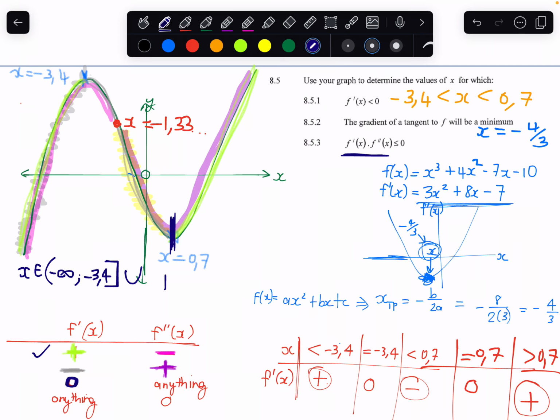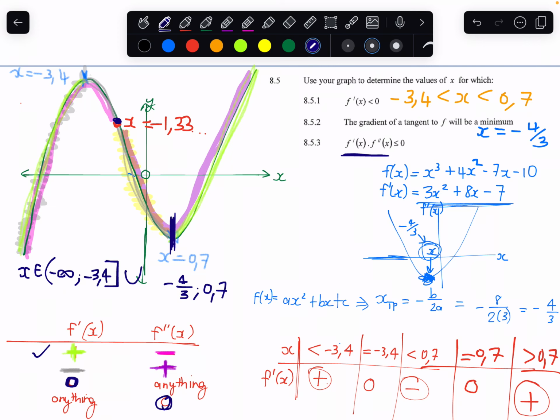So we're going to union that with starting at negative 1.33 recurring, or more accurately, negative 4 over 3. And then it stops at 0.7. Okay, and then again, are we including the bounds or not? So at this point over here, when x is equal to negative 4 over 3, we know that f double prime is equal to 0.